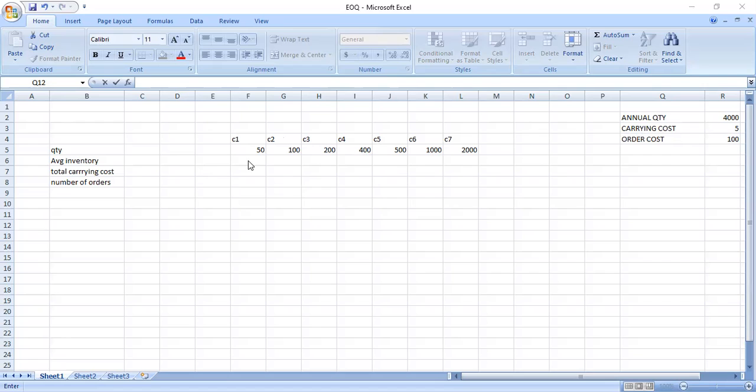So one such quantity is 50. Every time I go for ordering 50 units. In the second situation I'm ordering 100 units, and here I'm going to order 200, like that 400, 500, 1,000 and 2,000. Now, on the other day I told you that economic order quantity usually works like this.